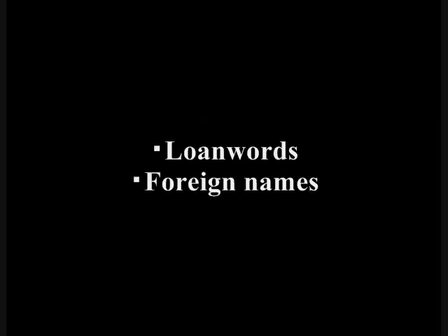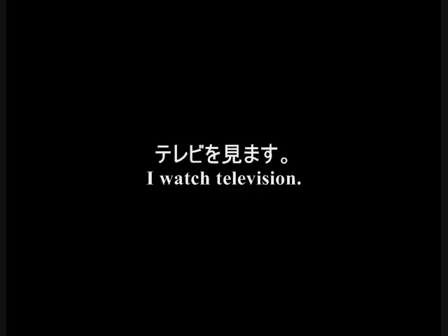Katakana, which has rather straight lines, is normally used for writing loan words and foreign names. For example, the Japanese word for television is written in katakana as terebi. Remember our sentence? Terebi o mimasu, the terebi.